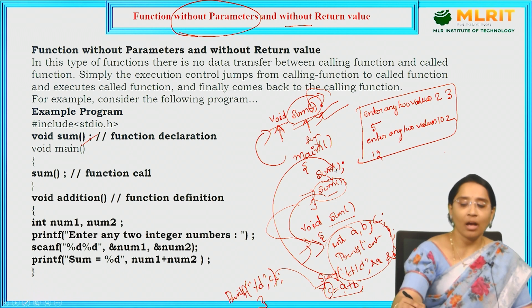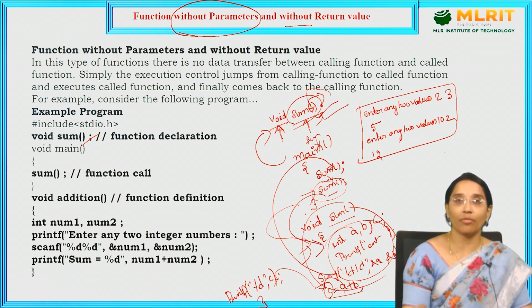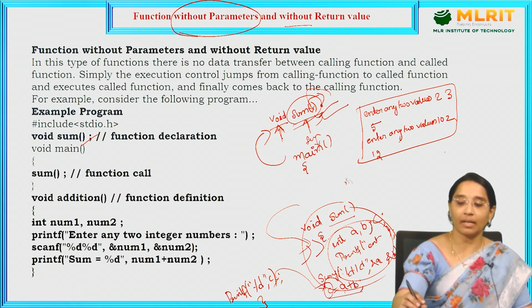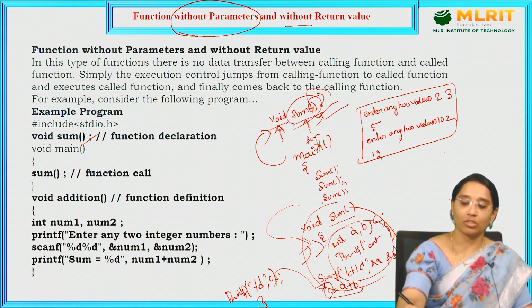So likewise, I have called the function 2 times, so this particular section of code will execute 2 times. If I write sum again for the 3rd time, like this, sum 2nd time and sum 3rd time, again it will ask enter any 2 values, 5 and 6.